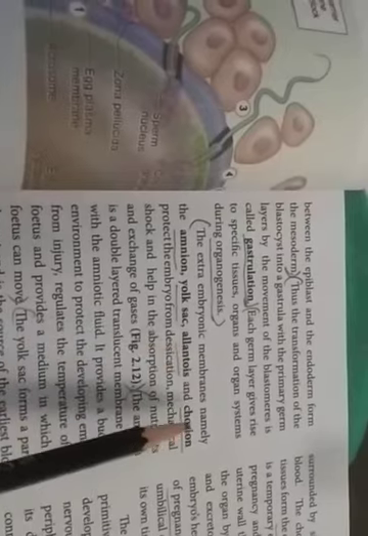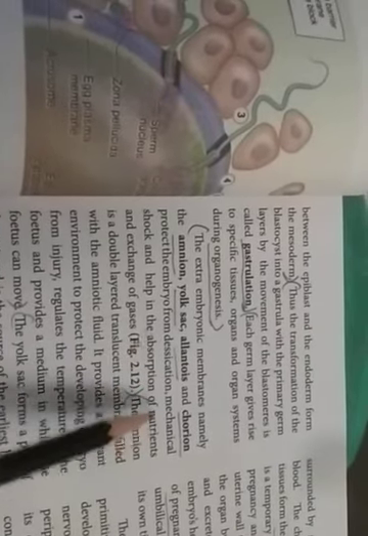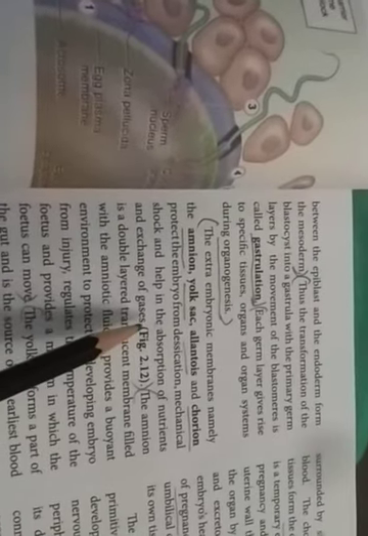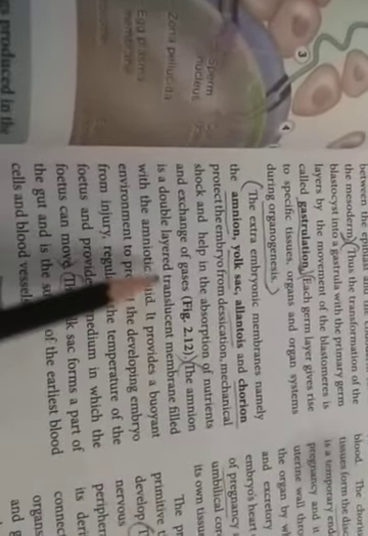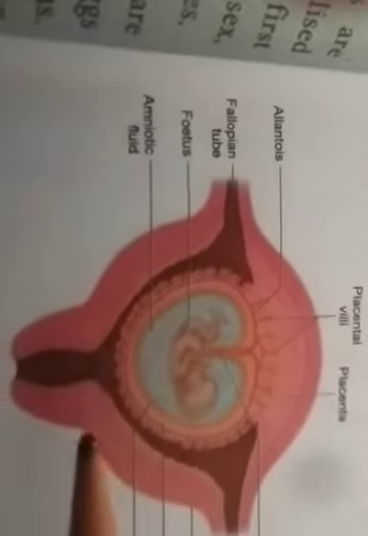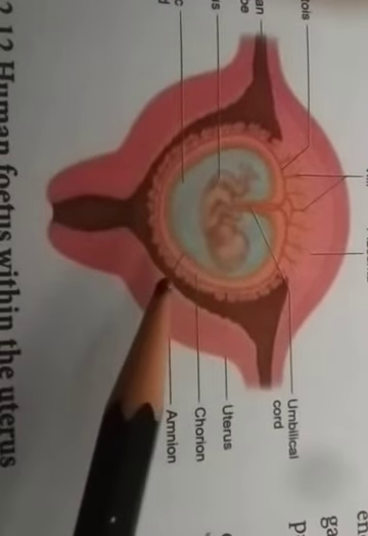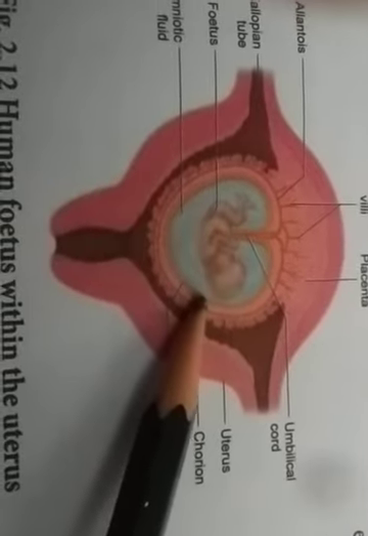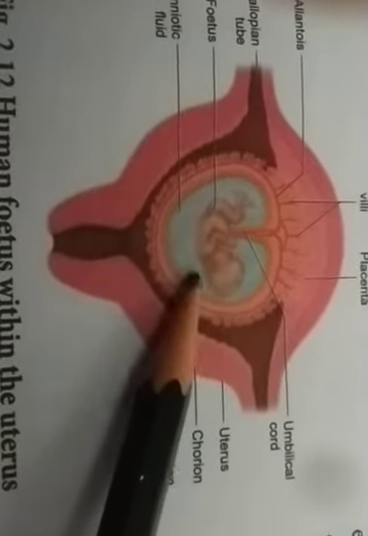These layers are also helpful for the absorption of nutrients and the exchange of gases in the fetus. The amnion is a double-layered translucent membrane filled with amniotic fluid. Amnion: double layer and translucent.